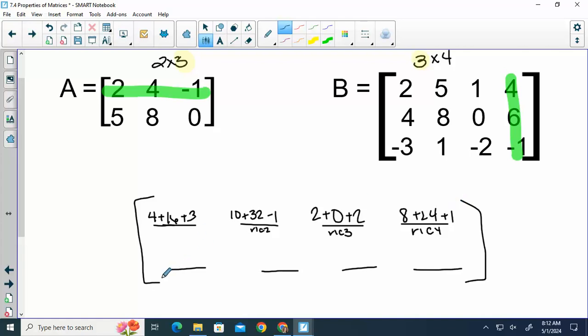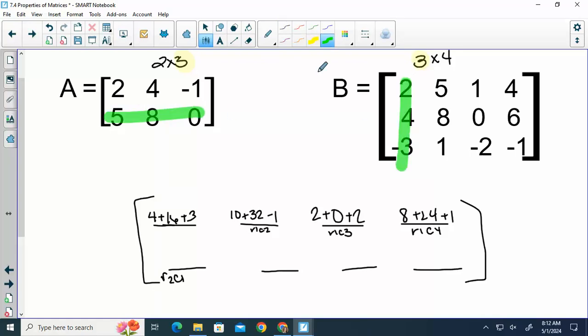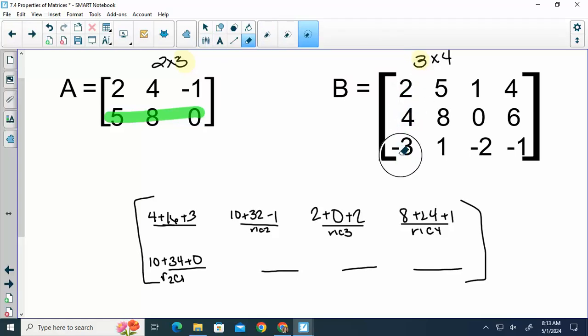Okay. So this position, this is row 2, column 1. So to get that number, we are going to take row 2 times column 1. So 5 times 2 is 10, 8 times 4 is 32, 0 times negative 3 is 0. So basically, we're just foiling, but a little funkier. Yeah, kind of.